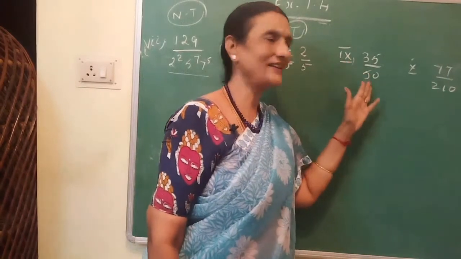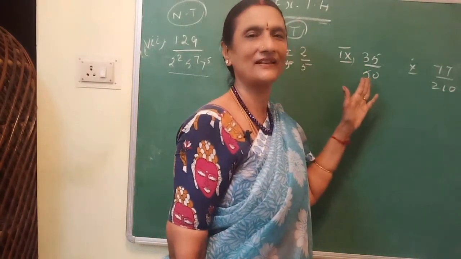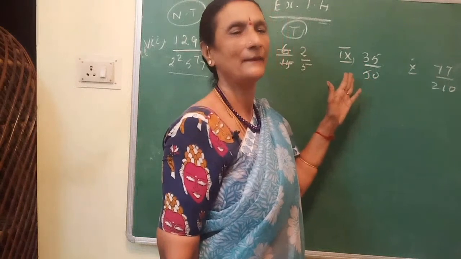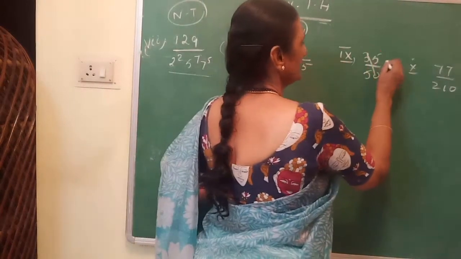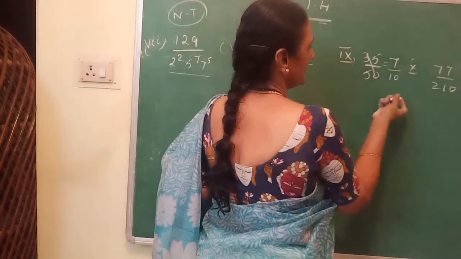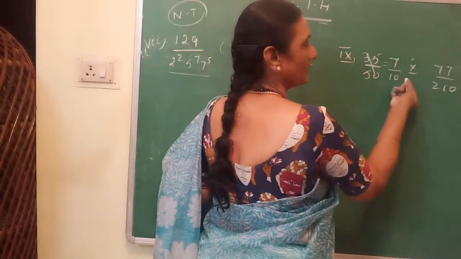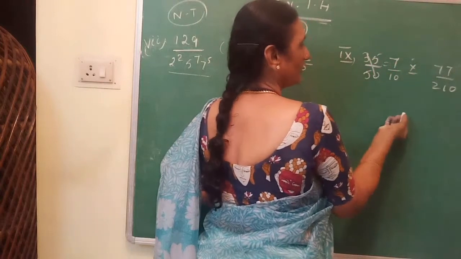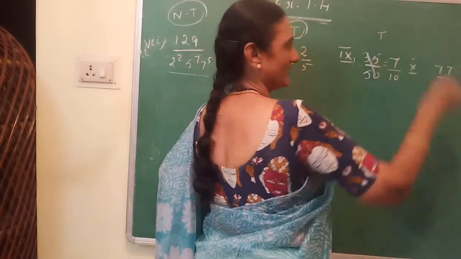Now come to the ninth sum. It again can be cancelled. The numerator and the denominator can be cancelled by means of 5. So it is 7 5s are and 10 5s are. Now tell me, this is nothing but 2 into 5. Therefore, only 2 and 5, that is terminating.